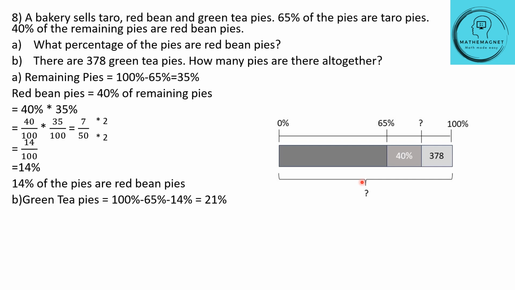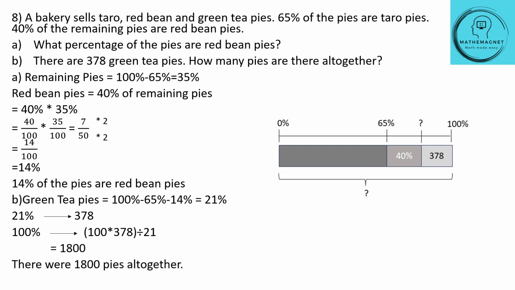Coming to B, green tea pies will be equal to 100% minus 65%, which is your taro pies, minus 14%, which is your red bean pie, which is equal to 21%. So out of 100%, 21% is green tea pies. Now 21% is 378. That is what they have already given in the question. There are 378 green tea pies. So 21% is 378. 100% will be equal to 100 into 378 divided by 21, which is equal to 1800. So there were 1800 pies altogether.